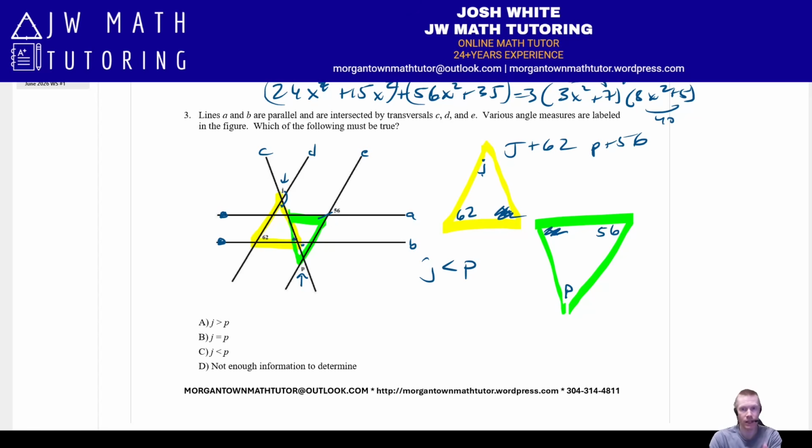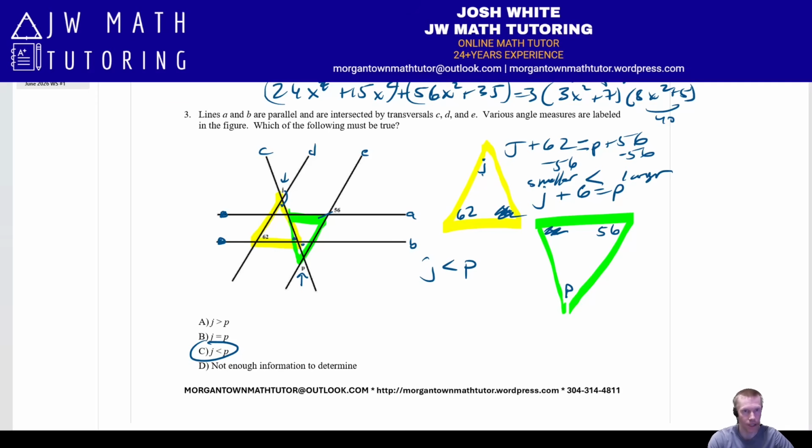But an alternate way to realize that is, you set up an equation like this, right? Notice if I subtract 56 over, I get J plus 6 equals P. Okay, so which one's larger? Well, obviously P. You take J and you have to add 6 to it to get P. Therefore, this is the larger angle. This is the smaller angle. Therefore, J is less than P. The correct answer for this is just going to be letter C.